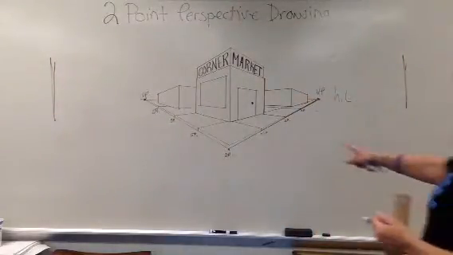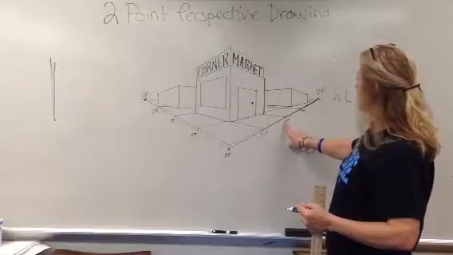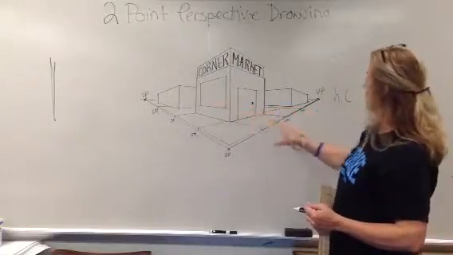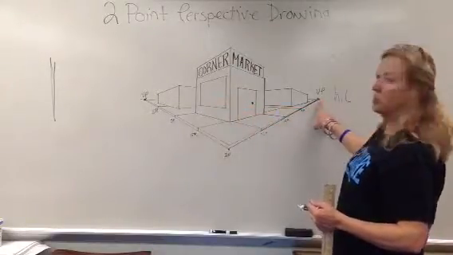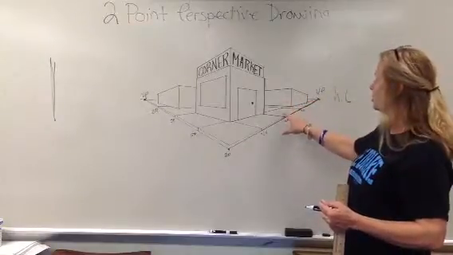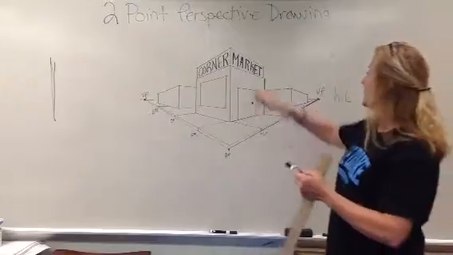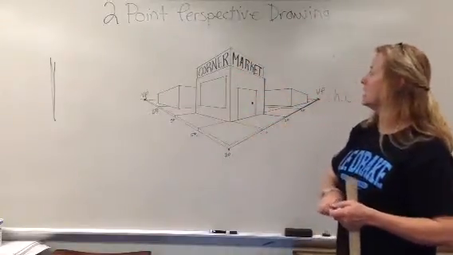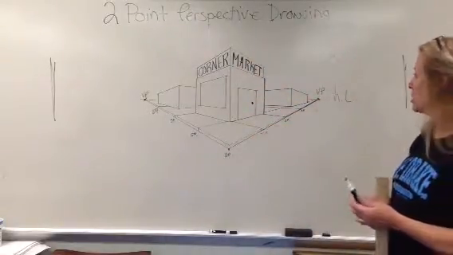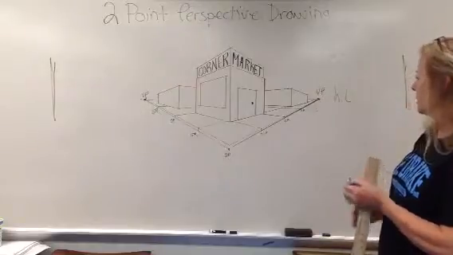Just remember, when it's to the left of the station point, you use the left vanishing point. When it's to the right, you use the right vanishing point. That's for your buildings, your sidewalks, your doors, your windows, your signage that you want to put up there, anything like that. Okay, now I told you I'd show you how to do a fourth building.